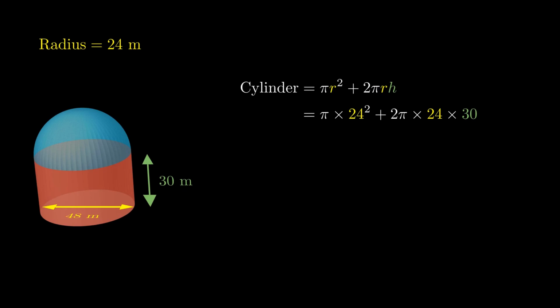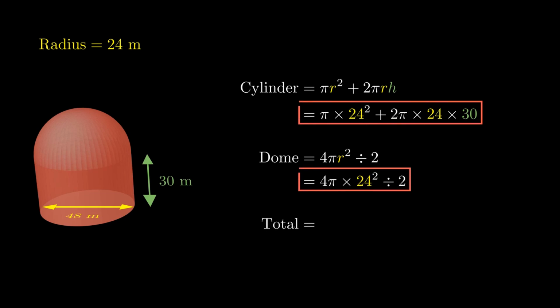Now we look at the dome. That is the surface area of an entire sphere, but then divided by 2 because we only have half of the sphere. And so again, we can just plug in our value for r, it's 24, and now we can just add up those two values for our total surface area. Okay, and so that's a surface area of a sphere.